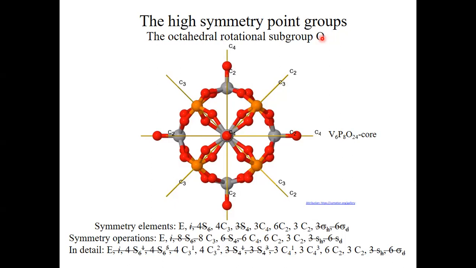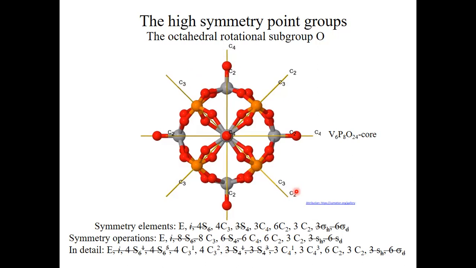It does not contain any mirror planes. It also doesn't contain an inversion. Okay, so we have the same proper rotation axes as for the point group Oh, but not the inversion, not the S6 rotation reflections, not the S4 rotation reflections, and also not the mirror planes. Okay. So here is just an example for a molecule belonging to the rotational subgroup O. So this is actually the core of a polyoxometallate cluster, V6P8O24. And you see it still contains the C4, the C3, and the C2 proper rotational axes, but all the other symmetry elements are gone.